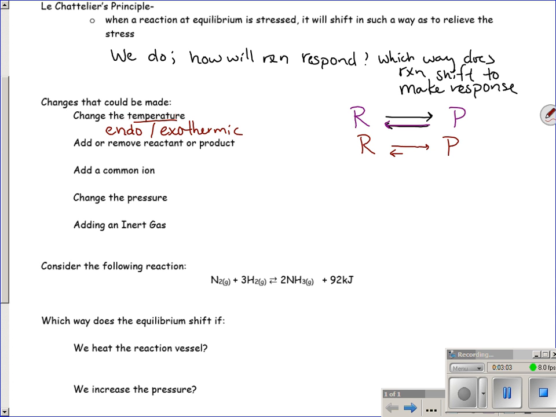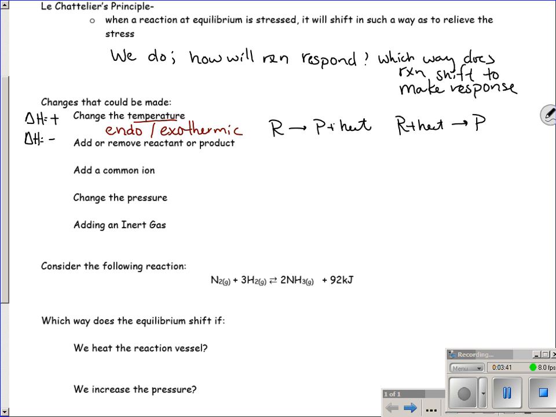So you can kind of think about heat as a reactant or a product, and if a reaction is exothermic, the heat is a product, so reactant yields products plus heat. And then of course the opposite is true if it's endothermic, reactants plus heat yields products. So you really have to know the enthalpy of the reaction. One way you're told that, right, you might be given the sign for the enthalpy. If the enthalpy is positive, that is endothermic. If the enthalpy is negative, that is exothermic. So you're going to want to look for that as well.